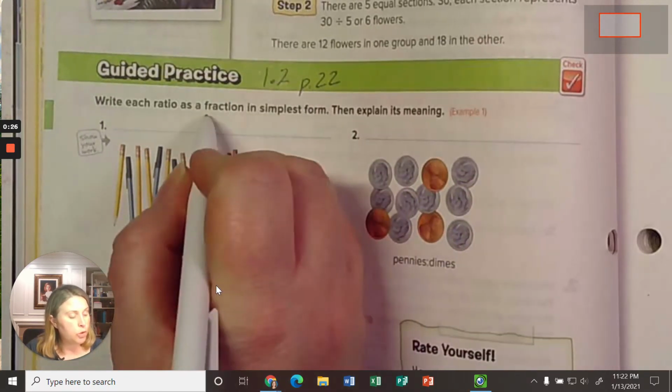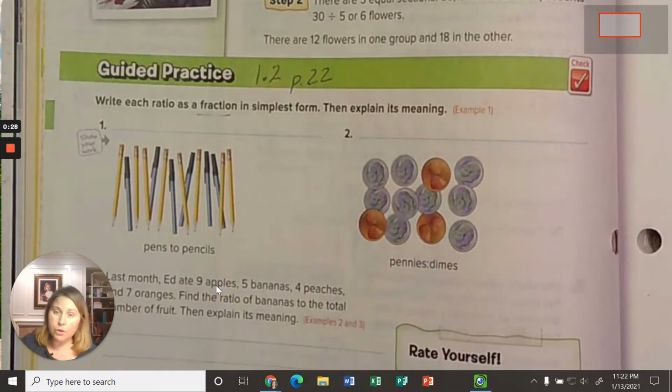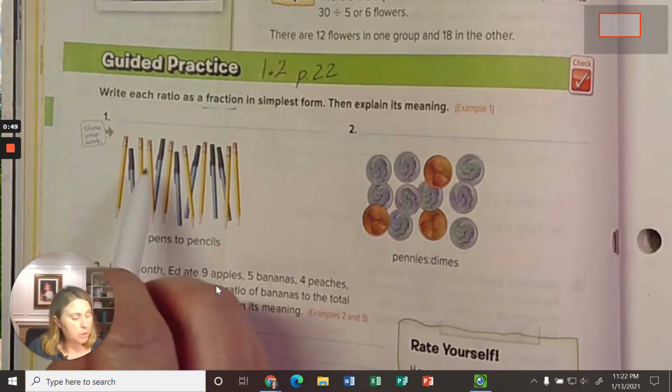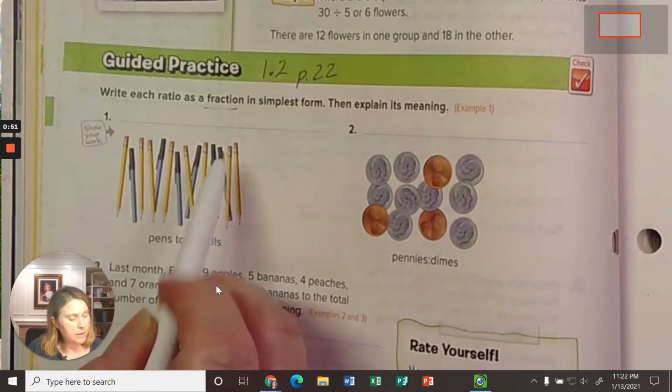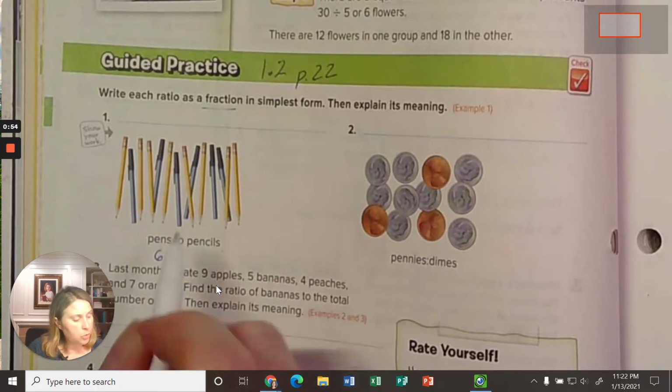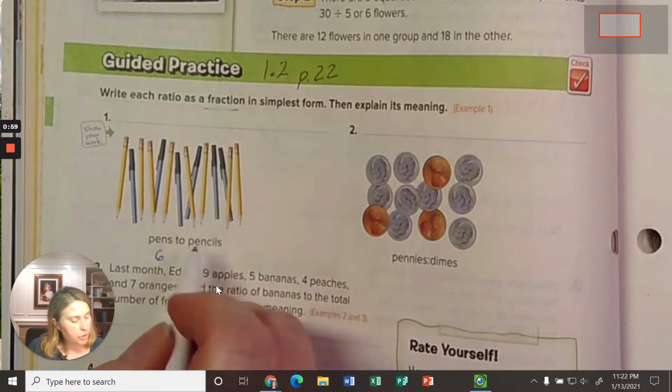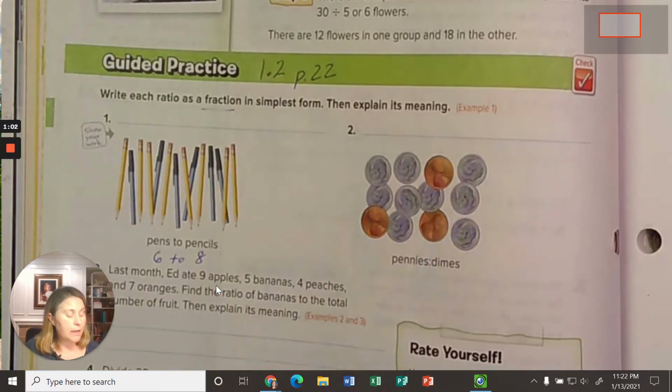So we are being told to use the fraction, not either of the other two ways to represent a ratio. So we're not using the colon, we're not using the word to. We're being given instructions to write it as a fraction in simplest form, and then to explain its meaning. So we are asked to write a fraction to represent the number of pens to pencils. So let's go ahead and look at the number of pens. We have 1, 2, 3, 4, 5, 6 pens. And then the number of pencils, 1, 2, 3, 4, 5, 6, 7, 8. So we have 6 pens to every 8 pencils.